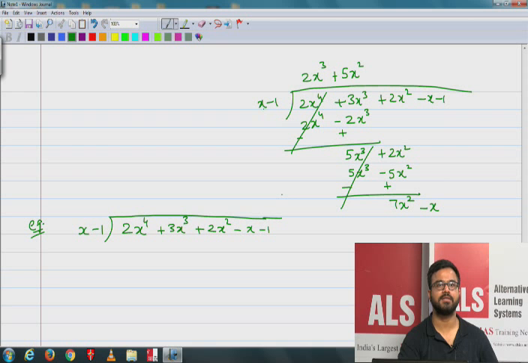Now multiply this x with plus 7x. So that will be 7x square. And minus 1 into 7x, that is minus 7x. Again subtracting. This will get cancelled out. Plus 7 minus x, that will be plus 6x. And copying down the constant minus 1.